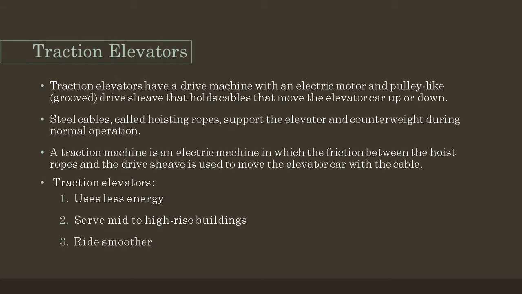Traction elevators. Traction elevators have a drive machine with an electric motor and a pulley-like grooved drive sheave that holds cable that moves the elevator car up or down. Steel cables called hoisting ropes support the elevator and counterweight during normal operation. There are typically 3 to 8 cables for each elevator.